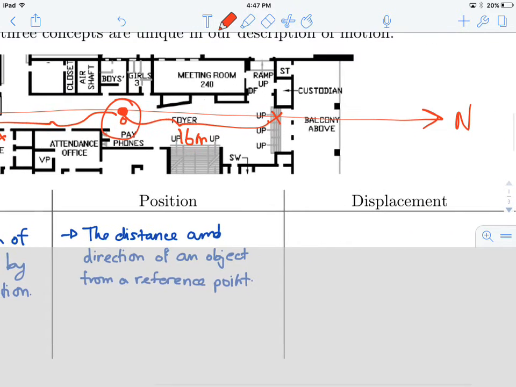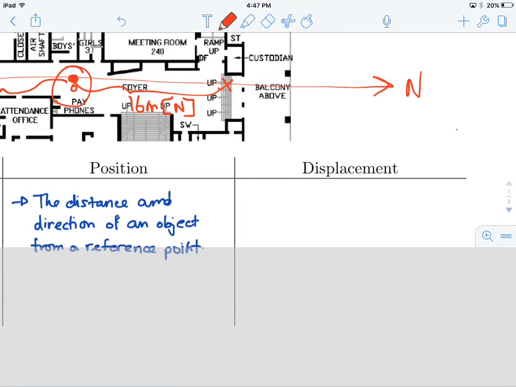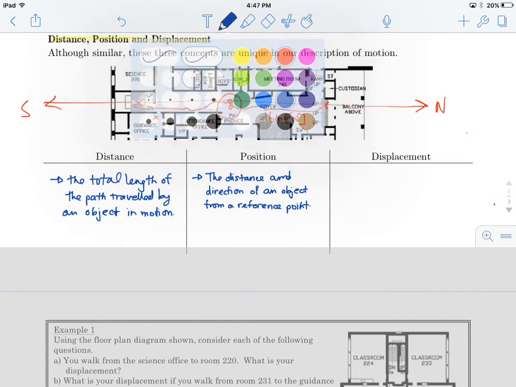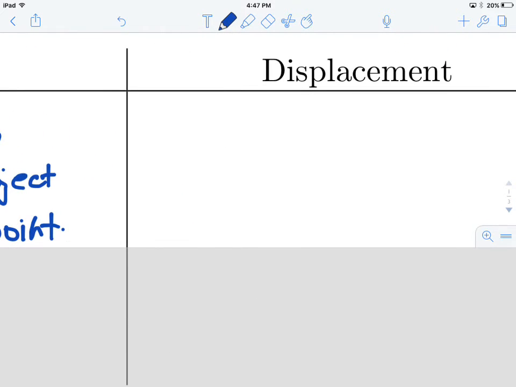So this would need to be 16 meters north of our reference point, okay? And that's kind of how we distinguish between a distance and a position. A position is the distance and the direction of an object from a reference point. So now we're going to put these things together, and we're going to talk about displacement, because displacement is something, again, similar but distinctly different.